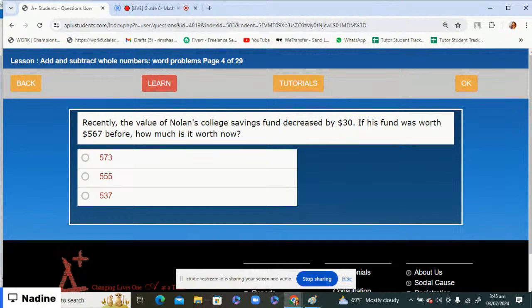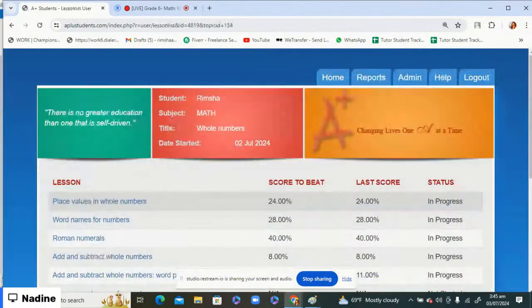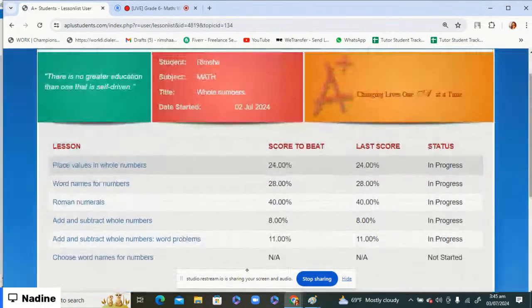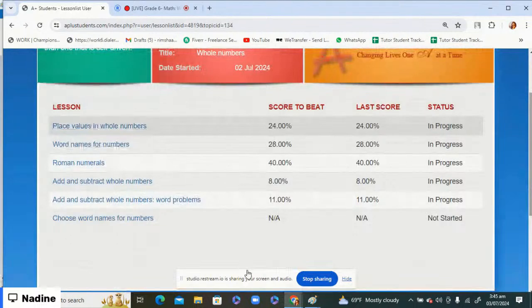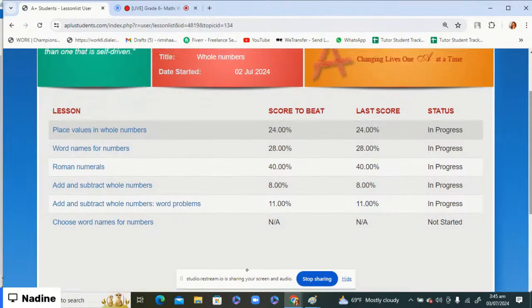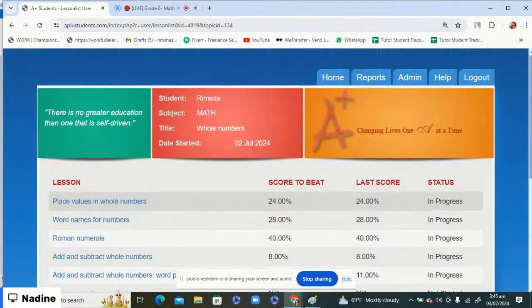So today we discussed the chapter whole numbers, and all these lessons: place values in whole numbers, word names for numbers, Roman numerals, add and subtract whole numbers, then add and subtract whole number word problems. Okay, so you guys make sure before starting the next session you practice all these questions.